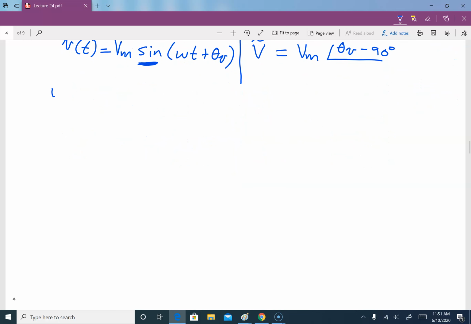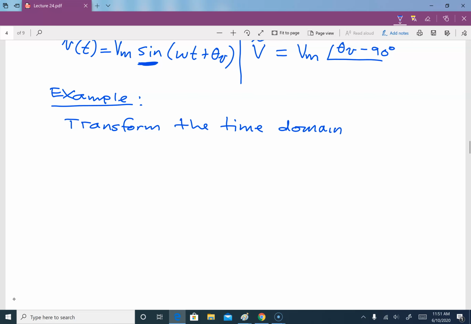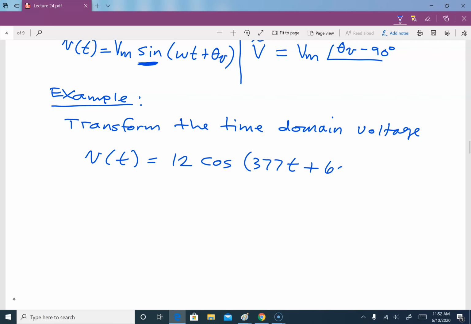So let us go over an example here. We would like to transform the time domain voltage, which is v of t is equal to 12 cosine 377t plus 60 degrees, to phasor domain.